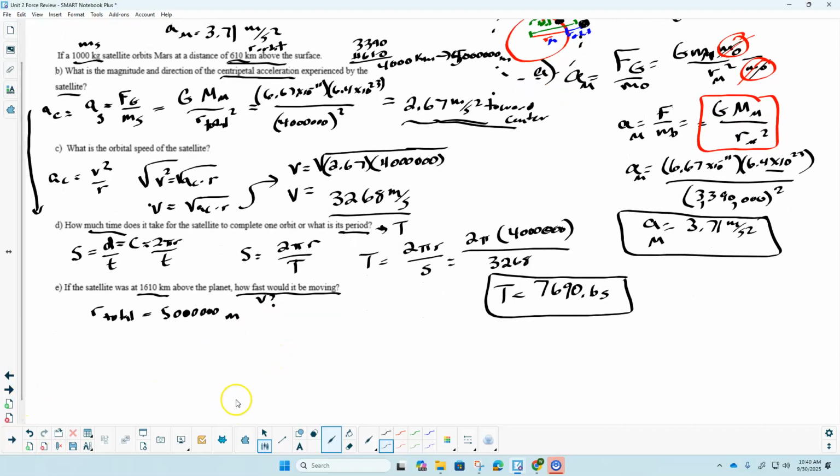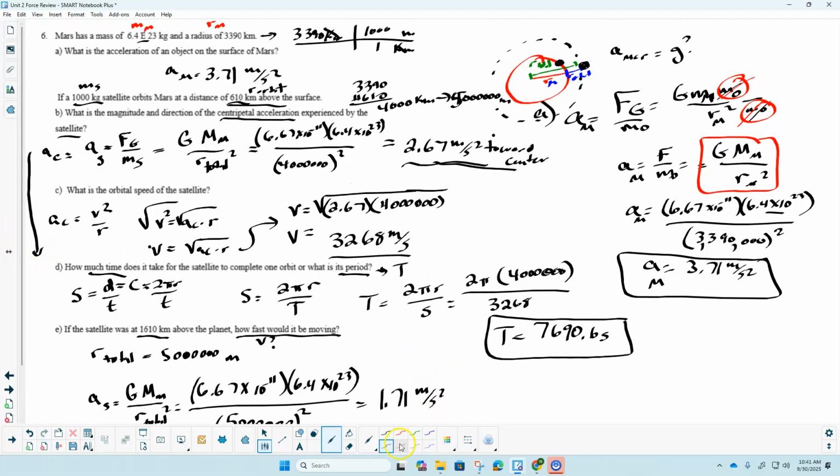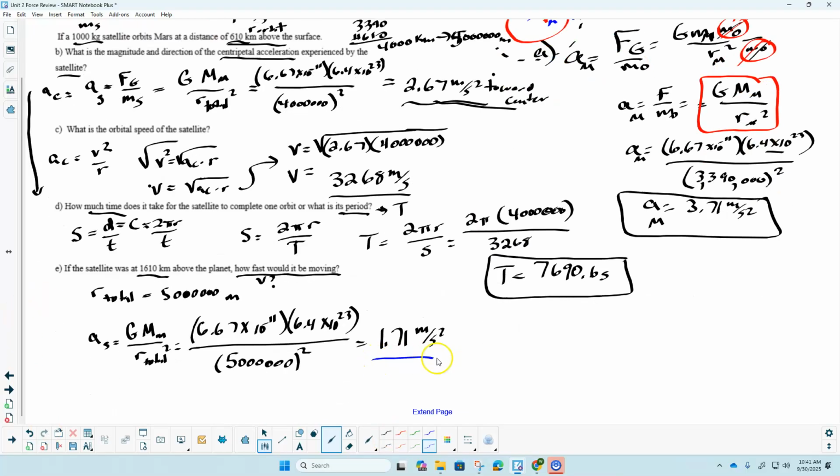As you get further away, the acceleration should get less and less. If we repeat this, a of the satellite is the gravity times the mass of Mars divided by the radius squared. So again, it's 6.67 times 10 to the negative 11th. The mass of Mars is still 6.4 times 10 to the 23rd. We're dividing that by a bigger number now, 5 million squared. When you do that, you only get 1.71 meters per second squared. So we've moved it further out, and the acceleration has gotten weaker because of that.